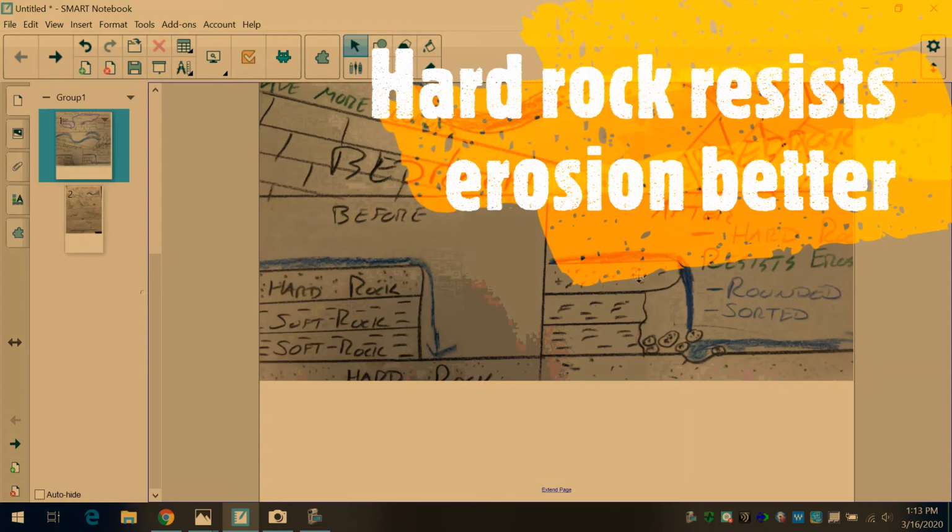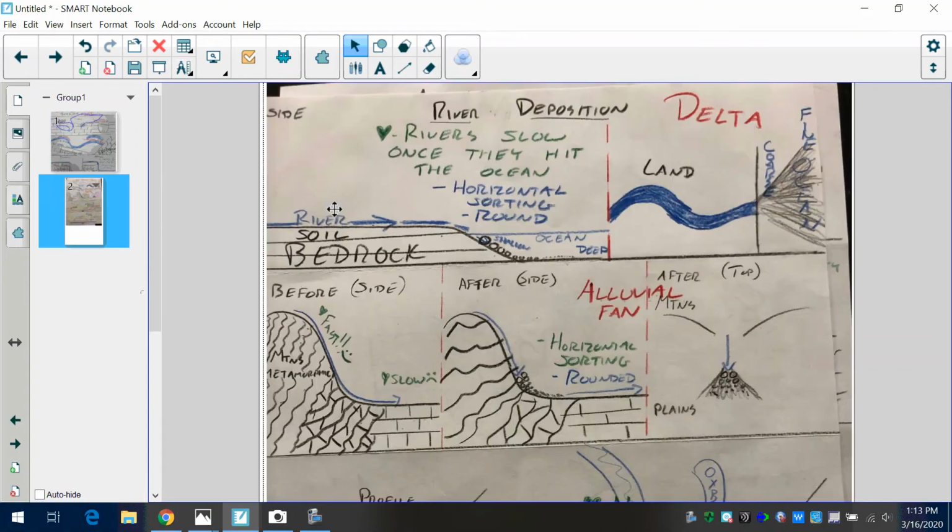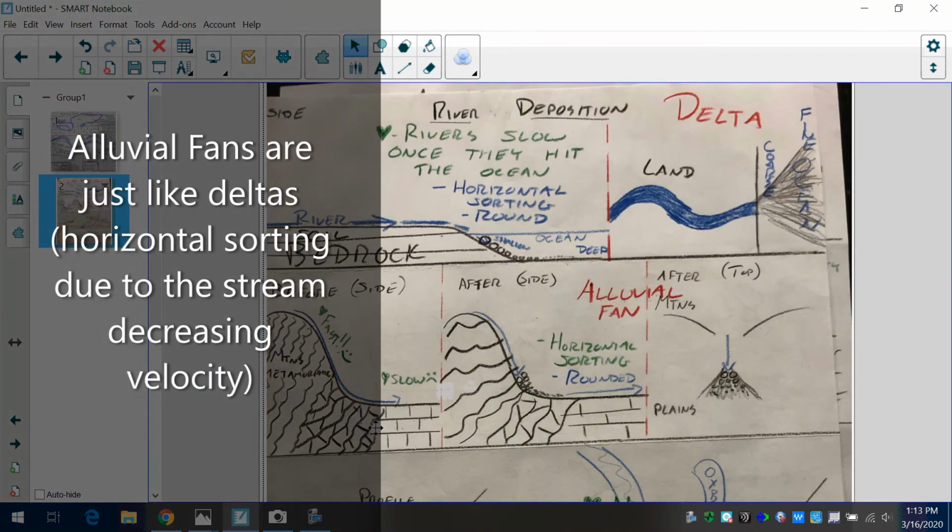The hard rock is more resistant to erosion and the softer rock erodes faster, but eventually this breaks off and you get these big boulders at the bottom of a waterfall that will start to break down. Then if we look here, river deposition feature, I showed you this, that horizontal sorting, so don't forget about these diagrams here. That's the side view of a delta, we drew that.